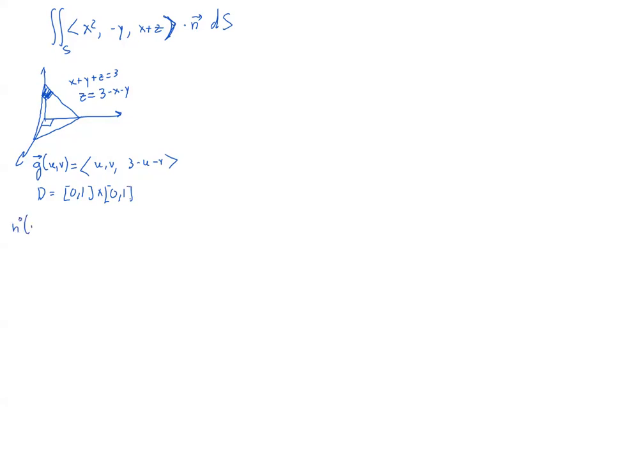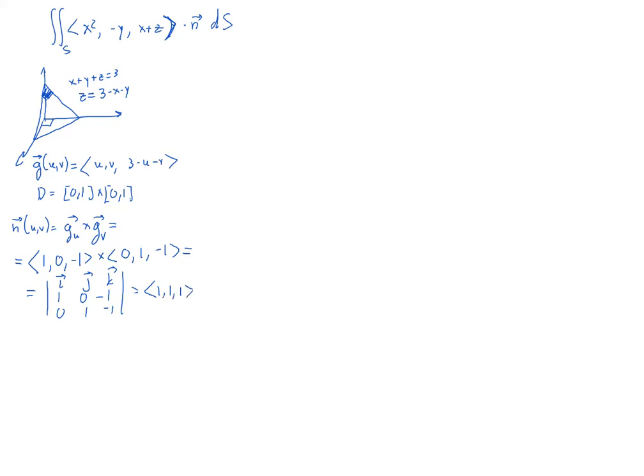What you will need here is the normal vector. Normal vector is simply g sub u cross g sub v. What do we mean by g sub u cross g sub v? We take the partial derivatives in all the coordinates of g with respect to u first, then with respect to v, and we take their cross product. So this will be (1, 0, -1) cross (0, 1, -1), which will be i, j, k, 1, 0, -1, 0, 1, -1. If you do this cross product, you will get (1, 1, 1).